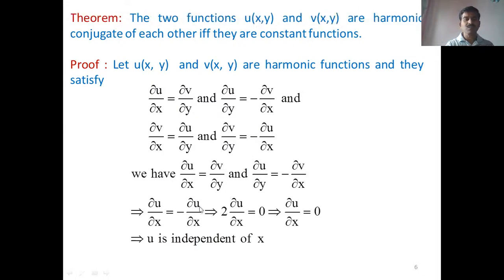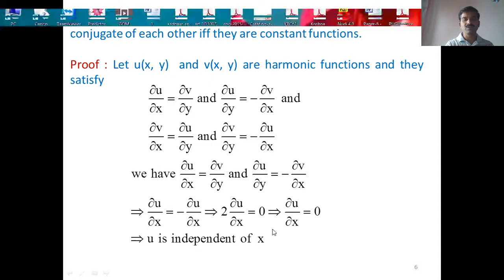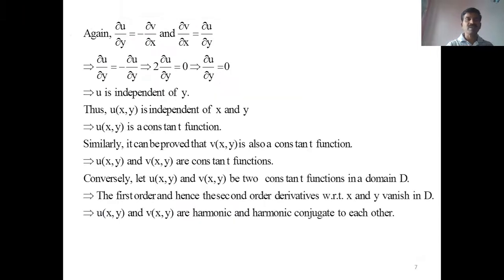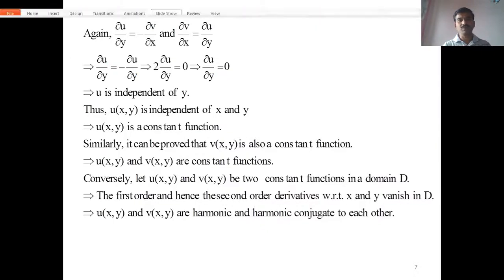So that implies 2 ∂u/∂x = 0. Since 2 is not equal to 0, that implies ∂u/∂x = 0, so u is independent of x. And again you can take ∂u/∂y = -∂u/∂x, and ∂u/∂x = ∂u/∂y.